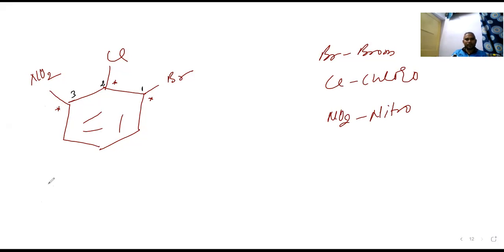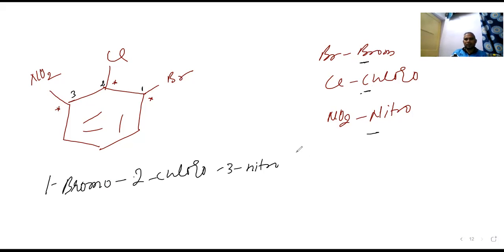So it will be 1-bromo. Sir, should it be 3-nitro first? No, alphabetical order. See, B, then C, so 2-chloro, and then 3-nitro, benzene. So 1-bromo-2-chloro-3-nitrobenzene is the correct IUPAC name. Okay, sir.